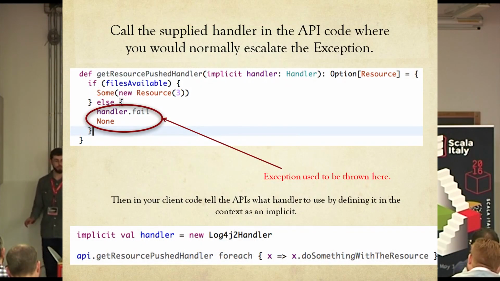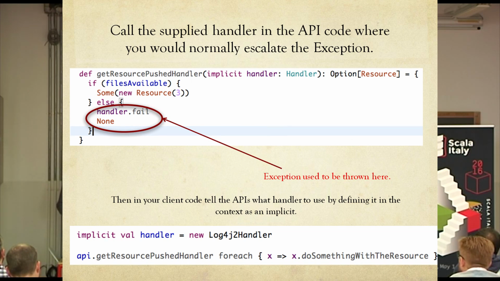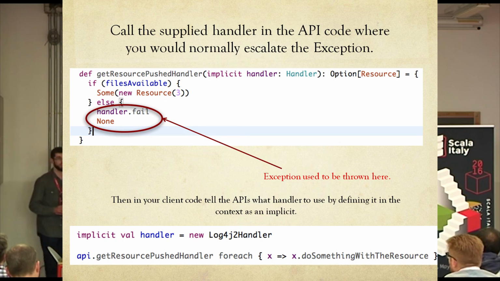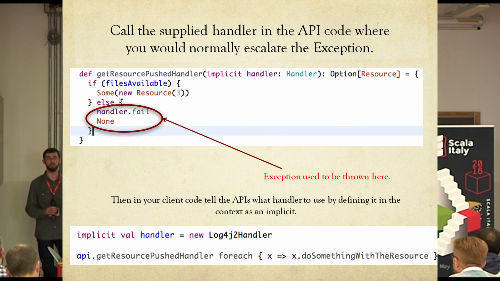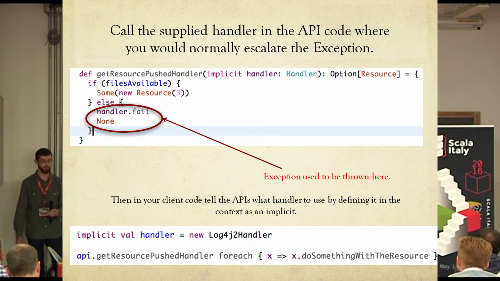So where the exception used to be thrown, we're just calling the .fail method on the handler that was implicitly supplied, and then we'll return a None or a Left in the case of Either. So even though it's doing its own reporting now, if the client code has its own non-boilerplate exception handling code that it wants to implement, they can still do that because they know from the type that it failed. The benefit of this is cleaner or easier to read and maintain code.